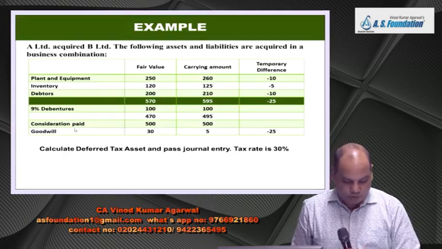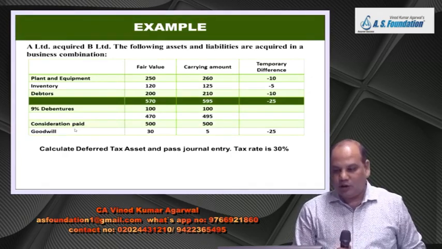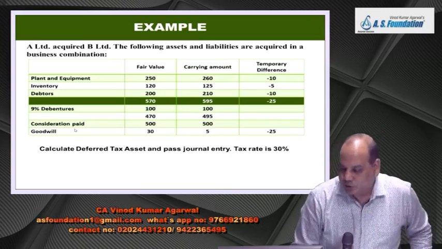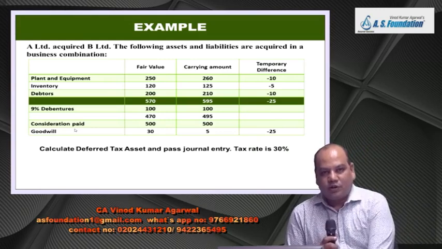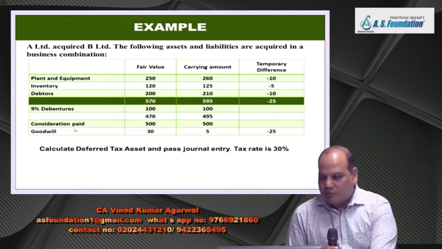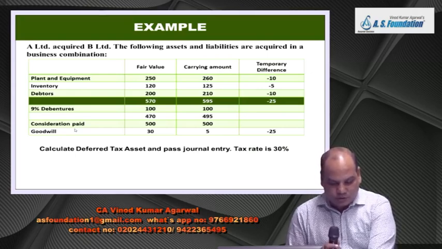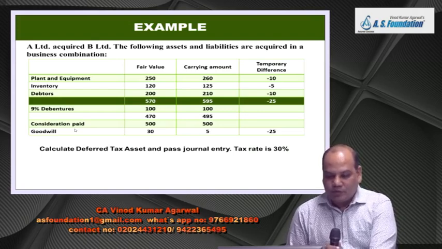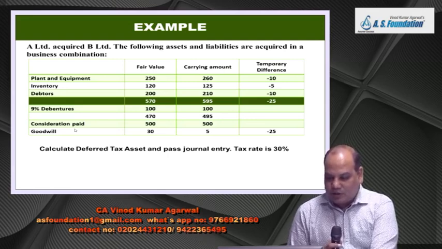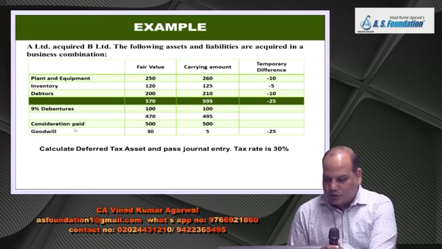Next is one more example, 40. A Limited acquired B Limited. The following assets and liabilities are acquired in a business combination. Fair value, carrying amount, and this time they are so kind, they have written temporary difference themselves only. Plant and machinery, inventory, debtor, total 9% debenture, then net asset, then consideration paid. If I take fair value, goodwill is 30. If I take carrying amount, goodwill is 5. Total of the temporary difference is minus 25.